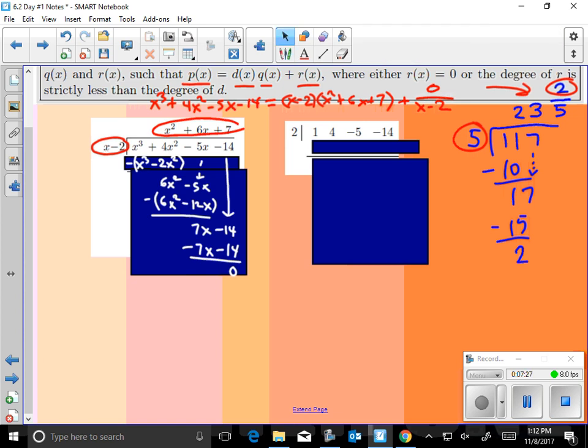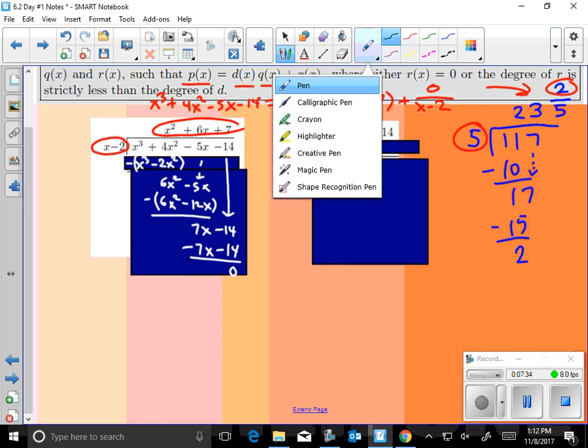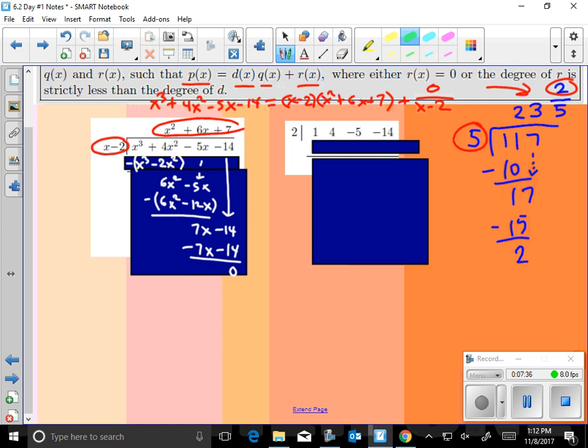All right, now some of you are going to be amazed and you're going to love polynomial long division. You're going to love it. You ready? Watch this. I'm going to highlight some things. It's going to be fun. Ready? X cubed, what's its coefficient? 1. 4x squared, what's its coefficient? 4. Negative 5x, negative 5. Negative 14, negative 14.